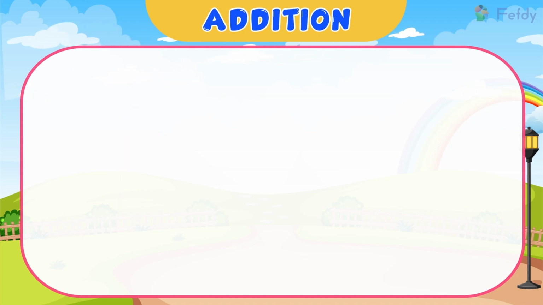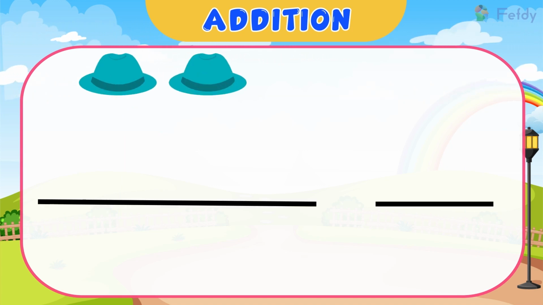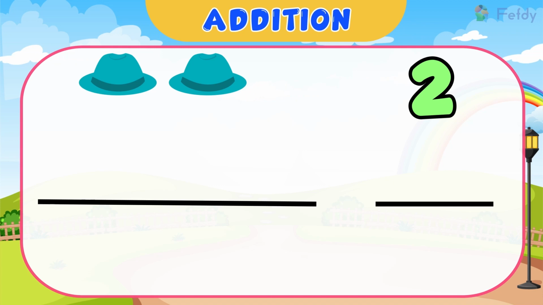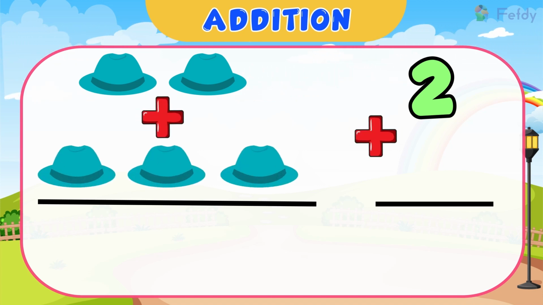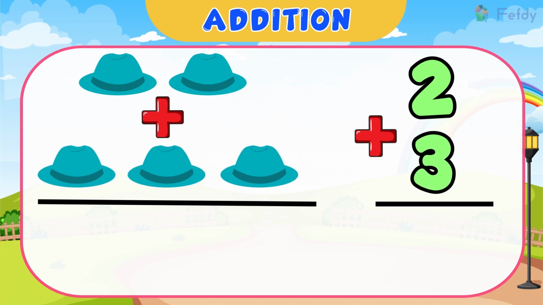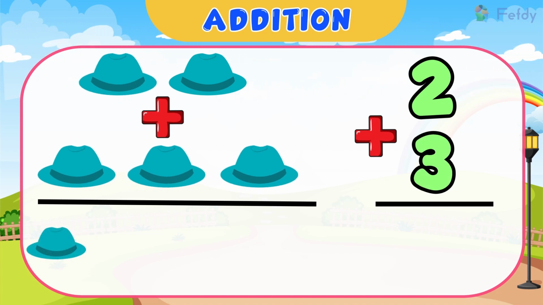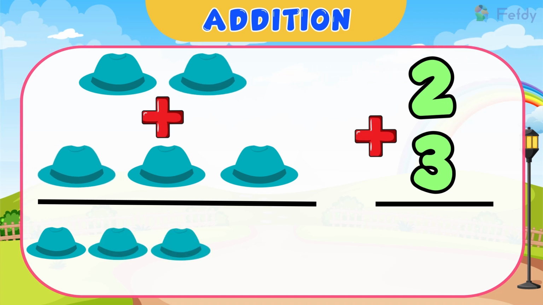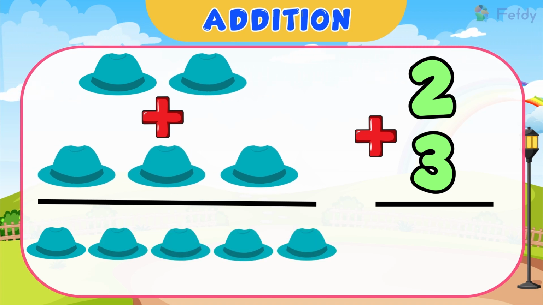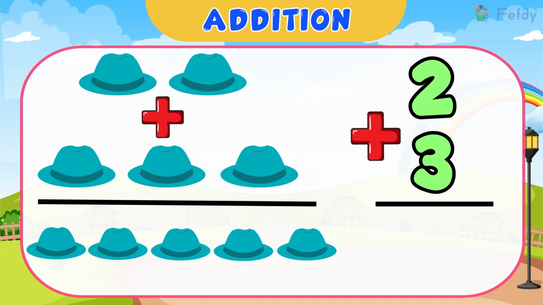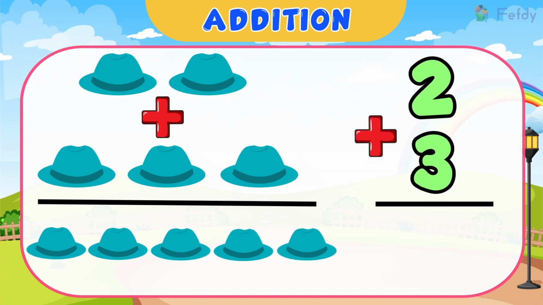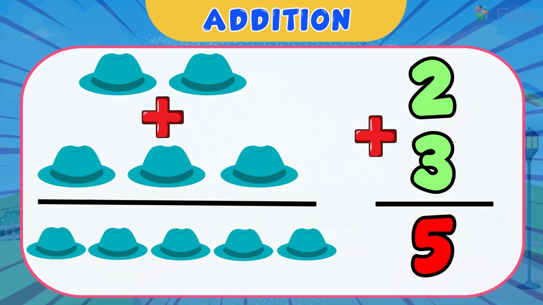Let's get started. 1, 2, 2 hats. Plus 1, 2, 3, 3 hats. Let's add all together. 1, 2, 3, 4, 5. Totally we have 5 hats. 2 plus 3 is equal to 5.